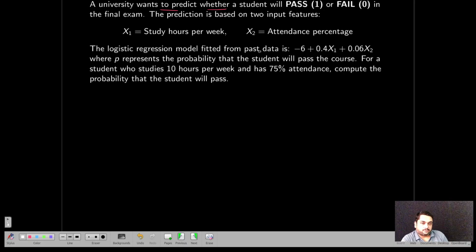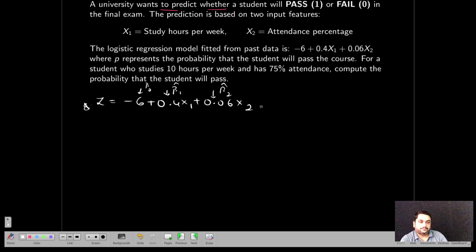The logistic regression model from the past data is giving us z equal to minus 6 plus 0.4 x1 plus 0.06 x2. So what is this? This is beta 1, this is the estimate for beta 2, already they are given, and this is for the intercept. Now, P represents the probability that a student will pass the course. For a student who studies 10 hours per week and has 75% attendance, compute the probability that the student will pass.